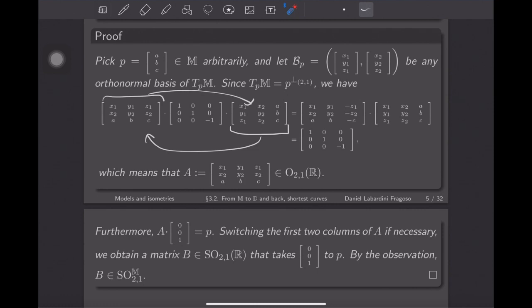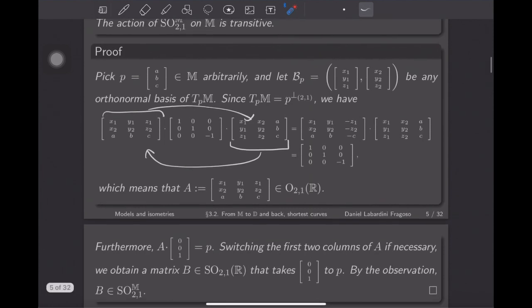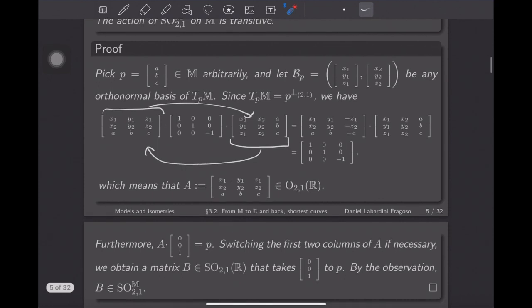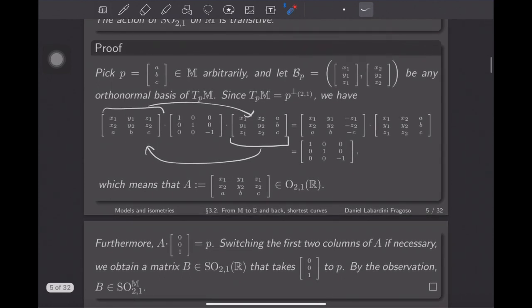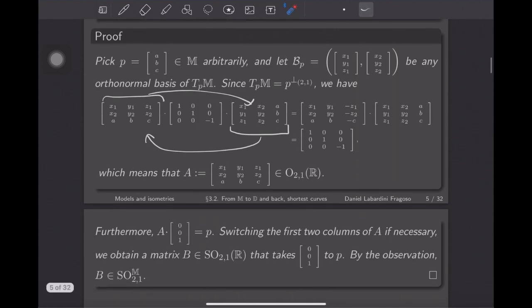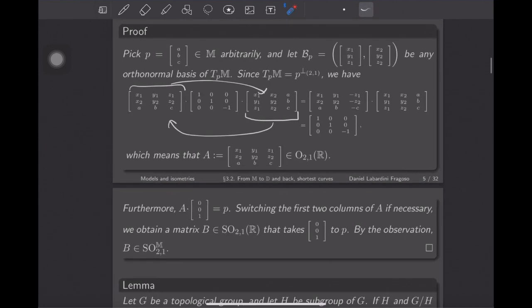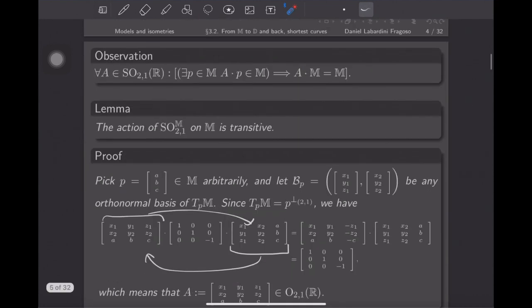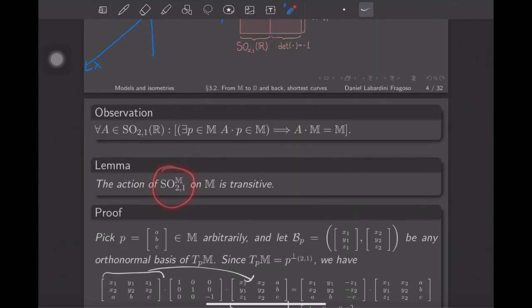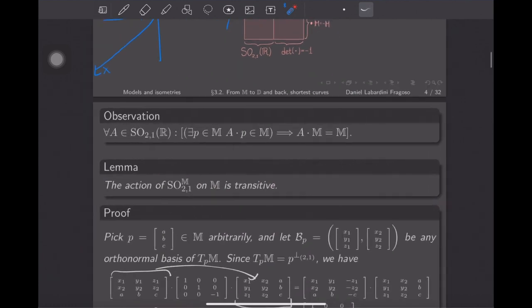Okay, but then you can say, okay, but changing the columns can mess the image, right? But you see here you have 0, 0, 1. So exchange any of the two first columns, and you are done. Okay. Yeah, and then in any case, I'm done, right? Okay. So at least this group acts transitively on M.